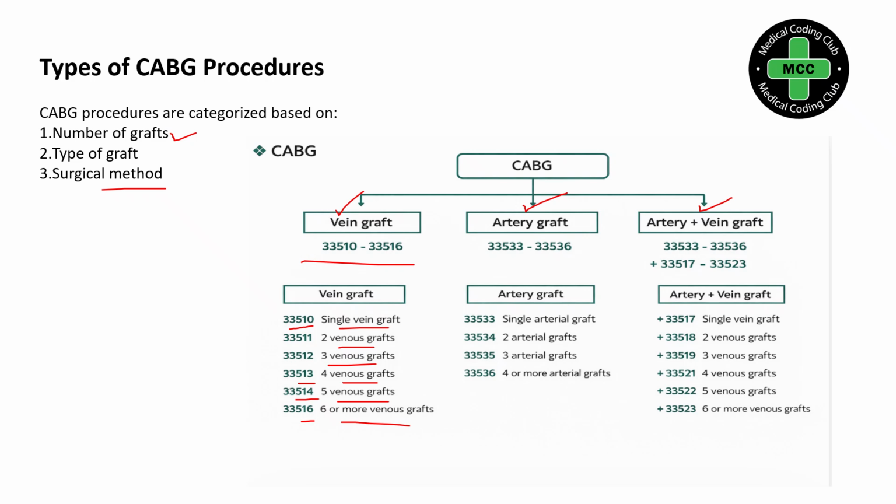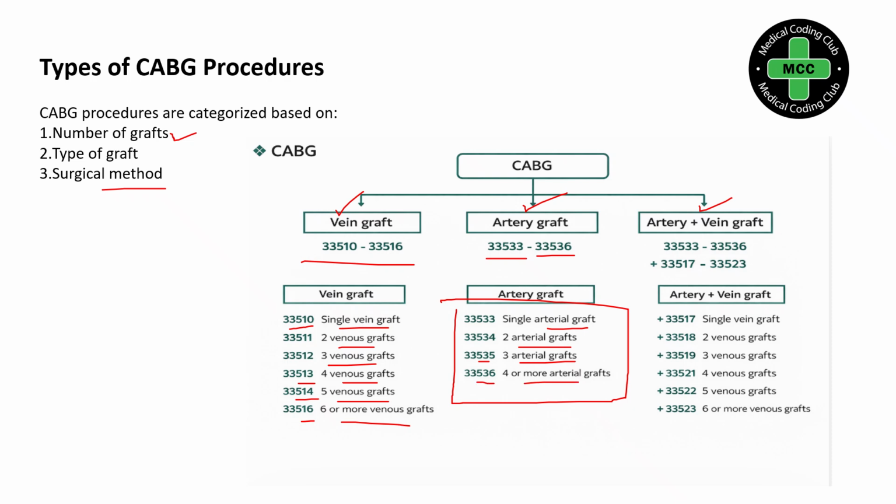Next comes the artery graft. Say for example they are performing CABG utilizing artery. Then your CPT code ranges between 33533 to 33536. You can check the artery graft code according to the number of grafts: 33533 single arterial graft, 33534 two arterial grafts, 33535 three arterial grafts, 33536 four or more arterial grafts.